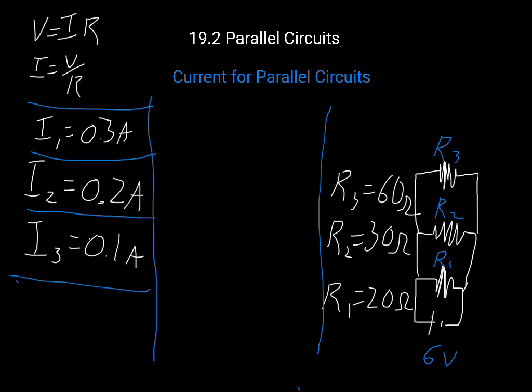So let's take a moment and talk about what each of these currents mean. I1 of 0.3 means that at this point here, right before our first resistor, our current is 0.3. I2 says that at this point here, right before our second resistor, our current is 0.2, and here it is 0.1. Also the same on the other side, because these bits of wire in front of and behind the resistors are in series.